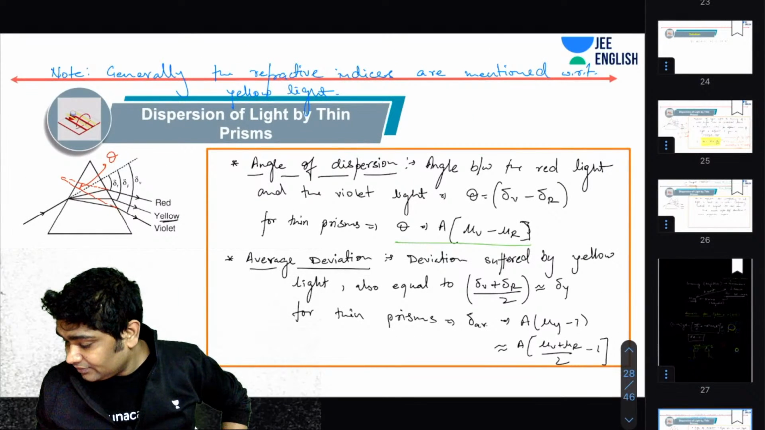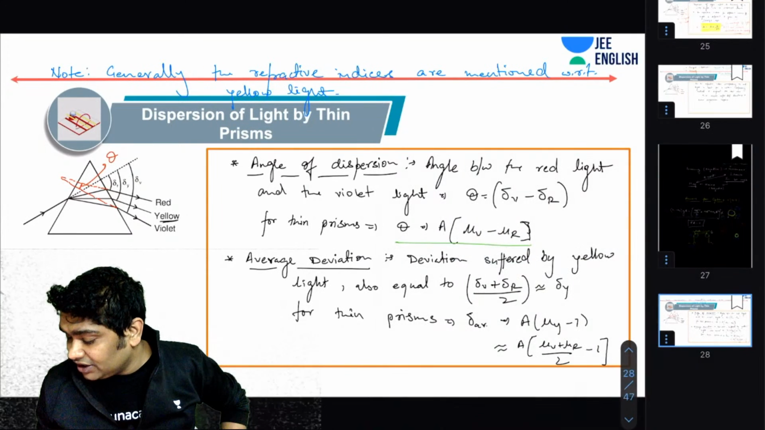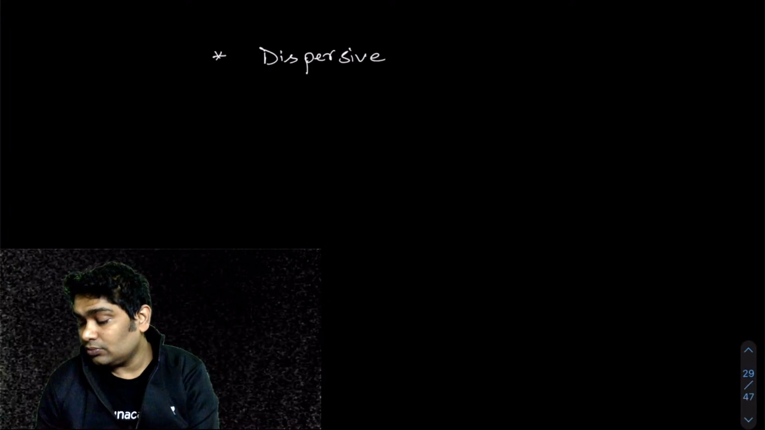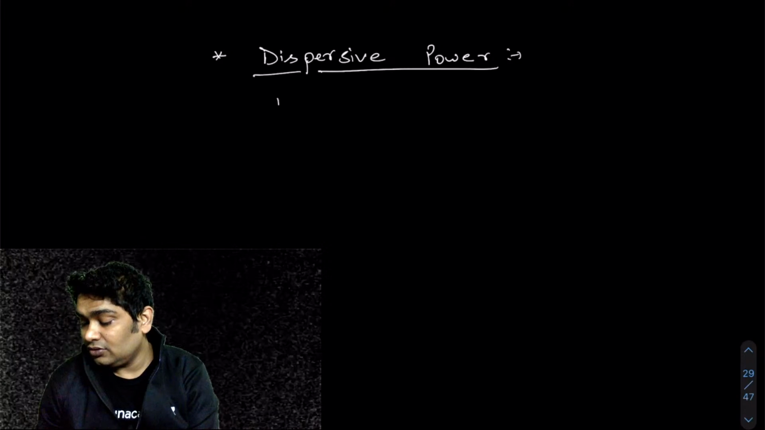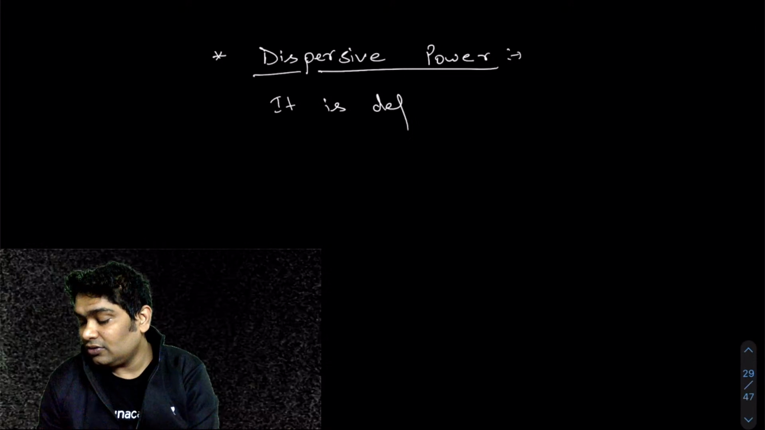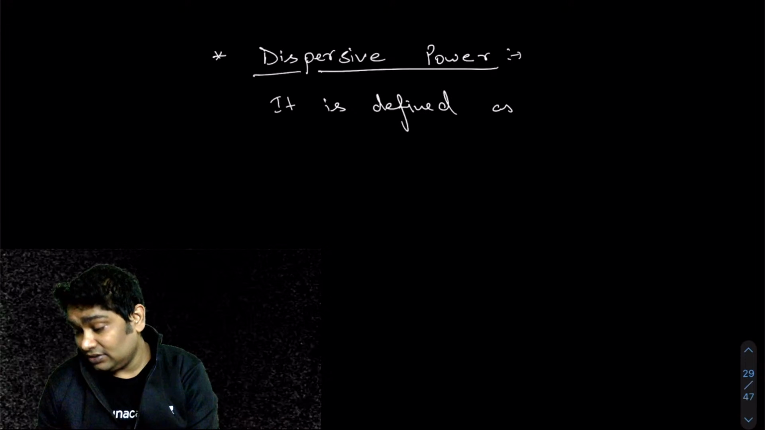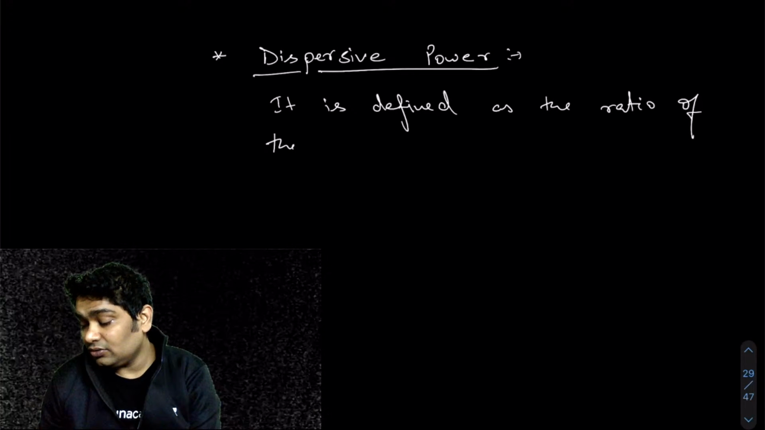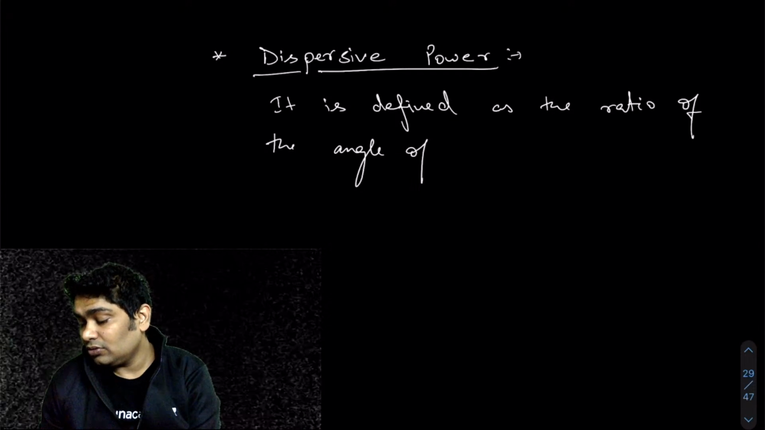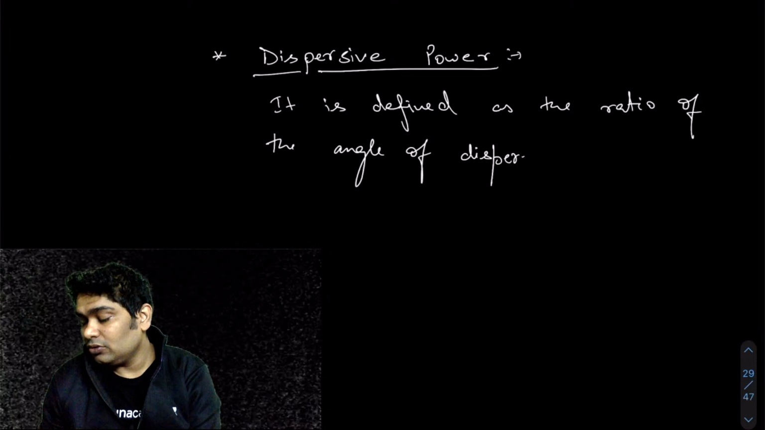The next term that I wanted to mention to you is called the dispersive power. Again, a very important term. The third term related to dispersion by thin prism is dispersive power. It is defined as the ratio of the angle of dispersion to the average deviation.